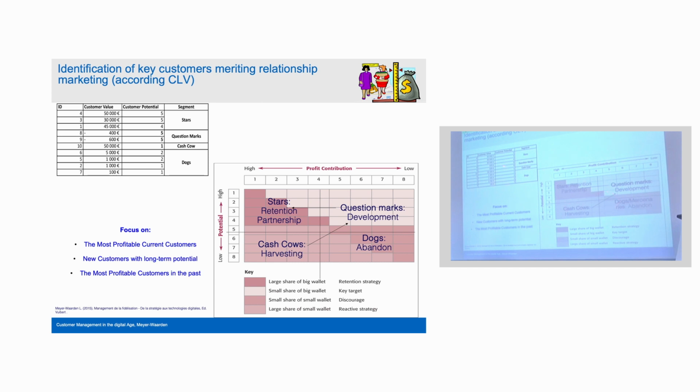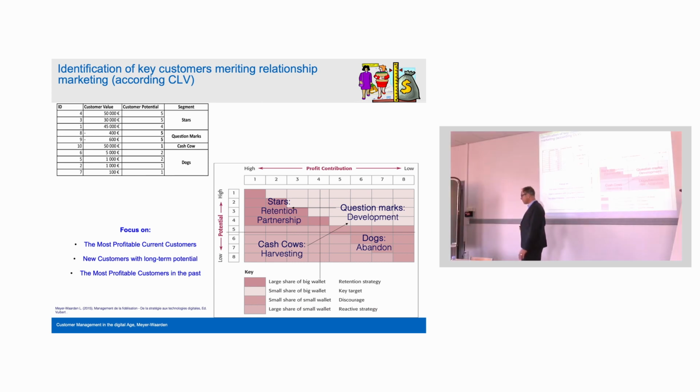Once the question marks have low value now but high potential in the future, and the cash cows have high value now and low potential in the future, now you have segmented your customers. It is easy to define a differentiated customer management strategy. Stars are the platinum. I come back to Flying Blue.